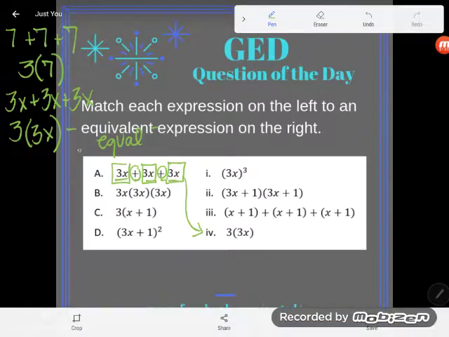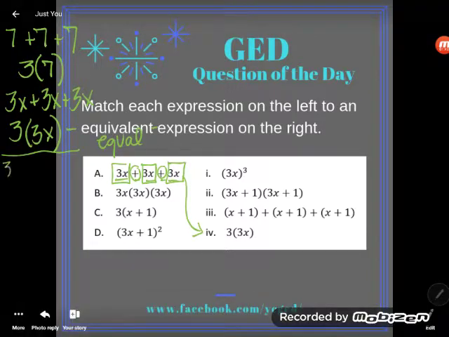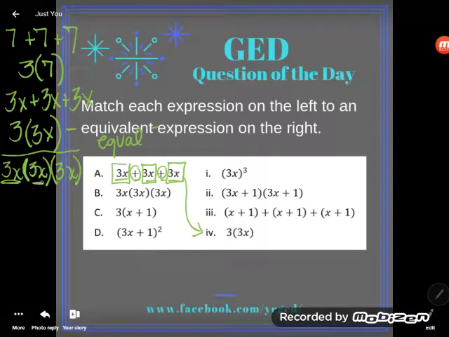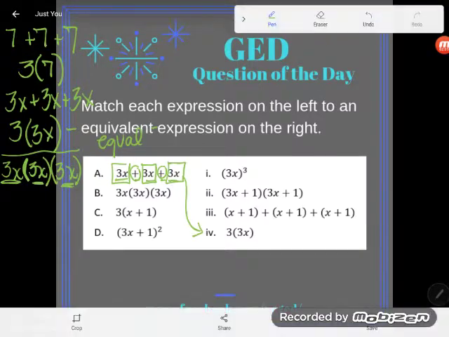Okay, now B is similar, and we still have this repeated 3x, but this time we're not repeatedly adding. Look at what happens in B. We see 3x. Those parentheses there shoved up against the 3x with nothing else in between tell us times another 3x, times another 3x. Well, we keep talking about how to express repeated multiplication. This time we have the same number multiplying over and over again. Well, the shortcut way to talk about that is using exponents.